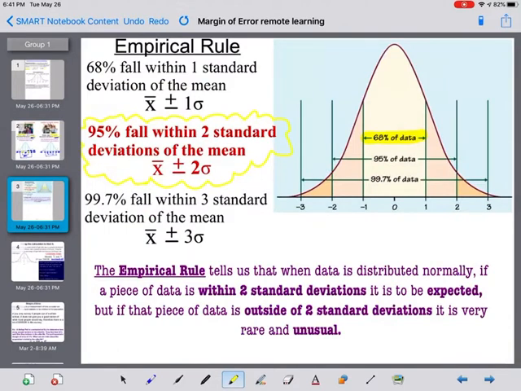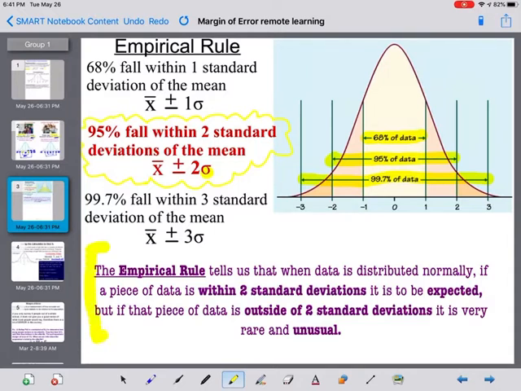Okay, 95% fall within two standard deviations, and that's the important one. That's the one that's really going to be important. So notice it's written the mean plus or minus 2σ, so 2 above or 2 below, and σ is the symbol for standard deviation. And then 99.7% fall within 3 standard deviations of the mean. So that means that almost 100%, like almost every single person. There might be one small data point that's outside, but almost everything is within that.